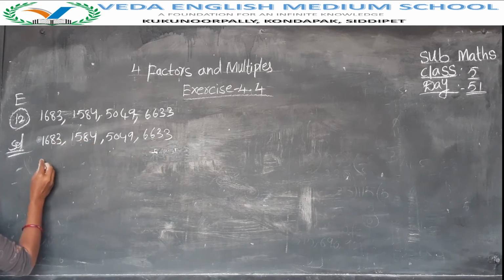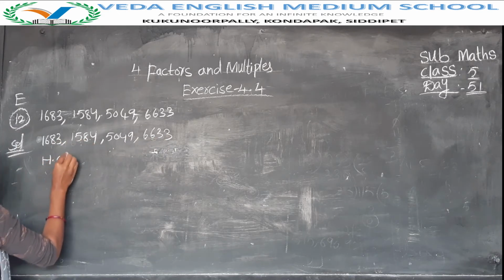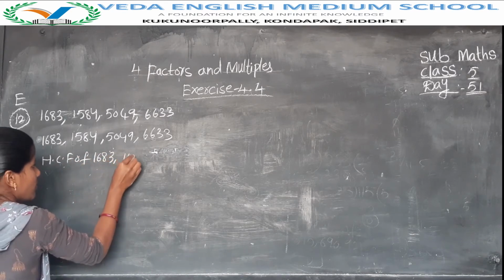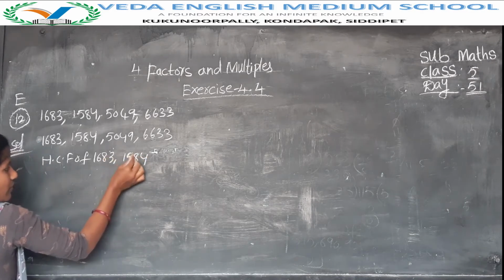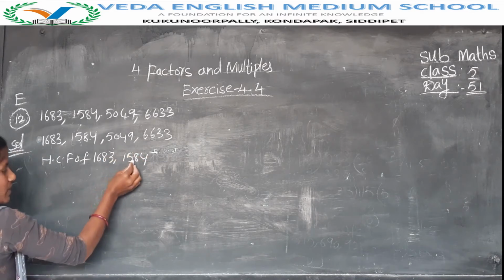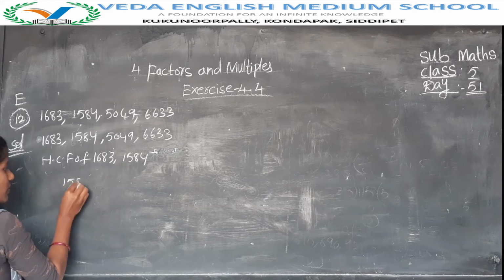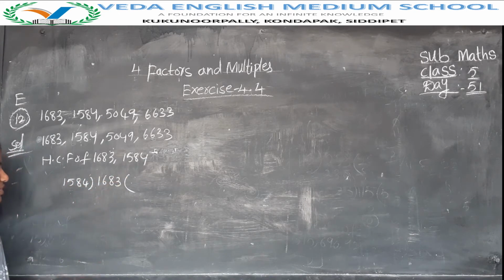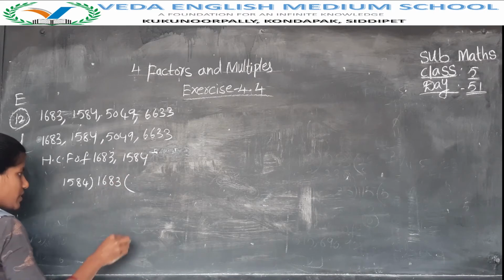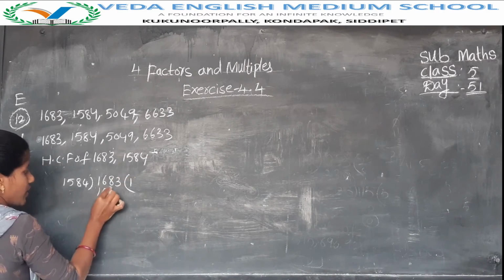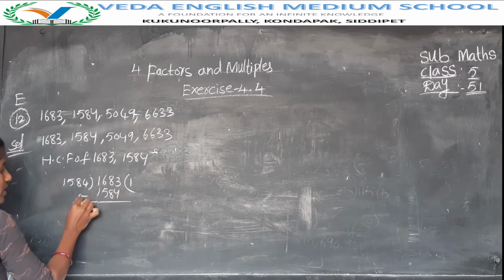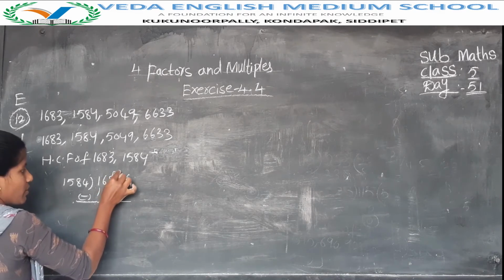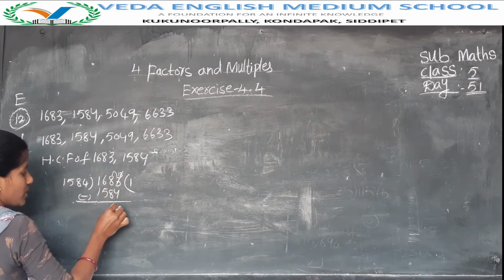Out of these two numbers, HCF of 1683, 1584. I will take these two. Out of these two, this is the smaller number, so smaller number as divisor, greater number as dividend. Now 1584 ones are 1584. If you take 2s, it is more than the greater number. 1s are 3 minus 4 not possible. If you take borrow 13, 13 minus 4 is 9.